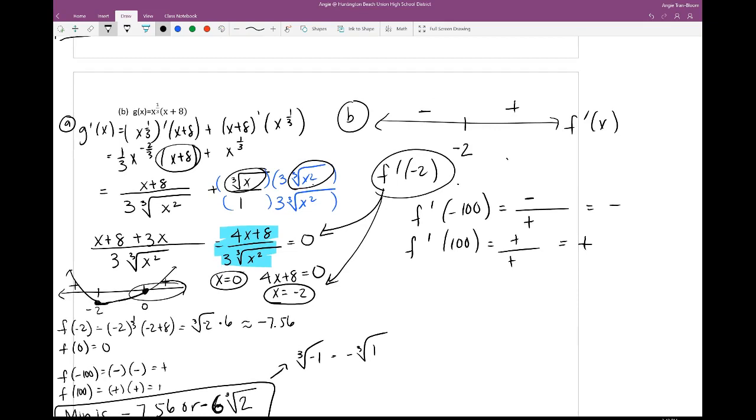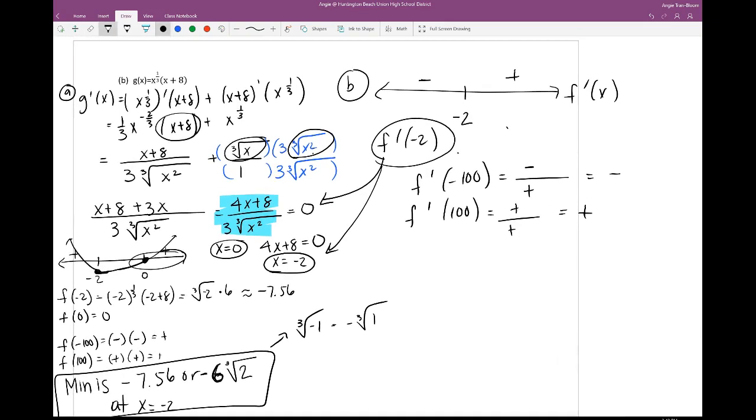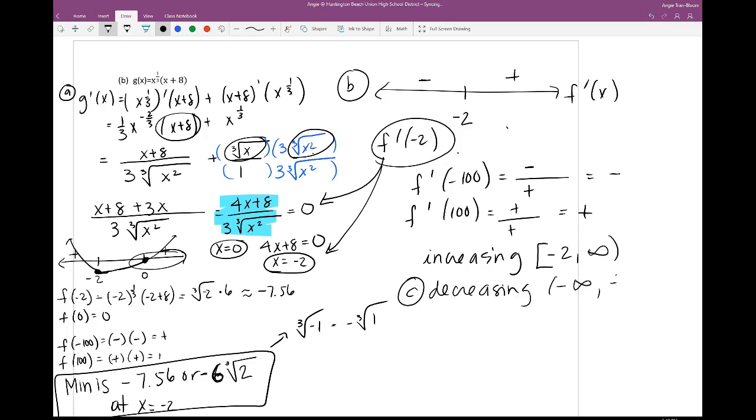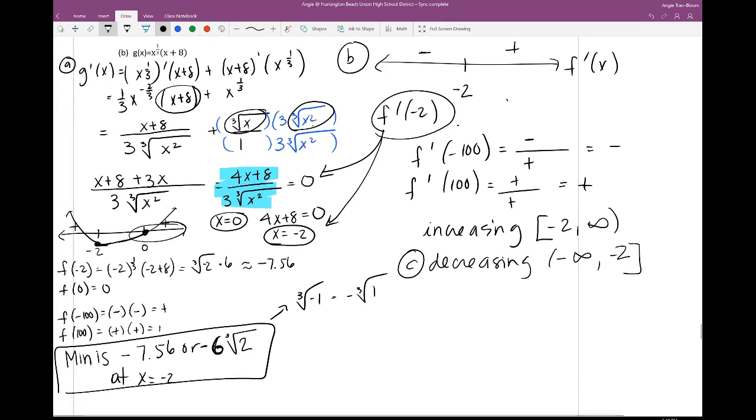So increasing and decreasing. So let's check it out. Increasing, okay, from negative 2 inclusive all the way to infinity. Decreasing, this is letter C. Decreasing from negative infinity all the way to negative 2 inclusive. And that is the end of this video.